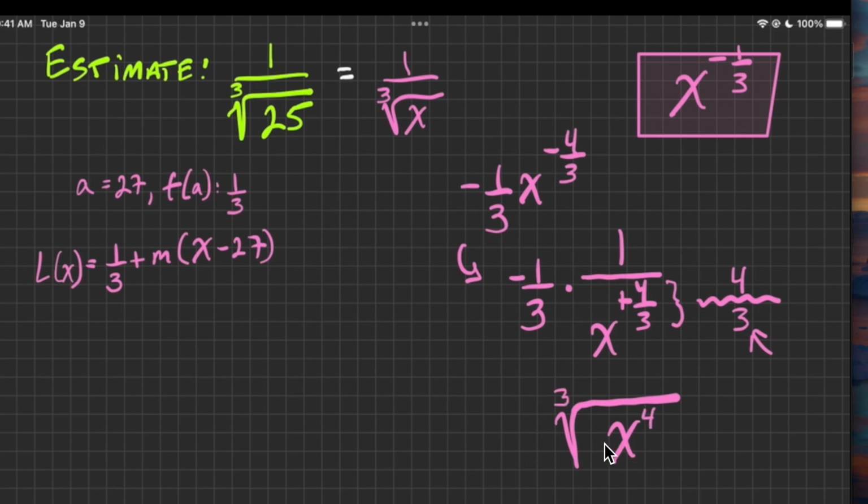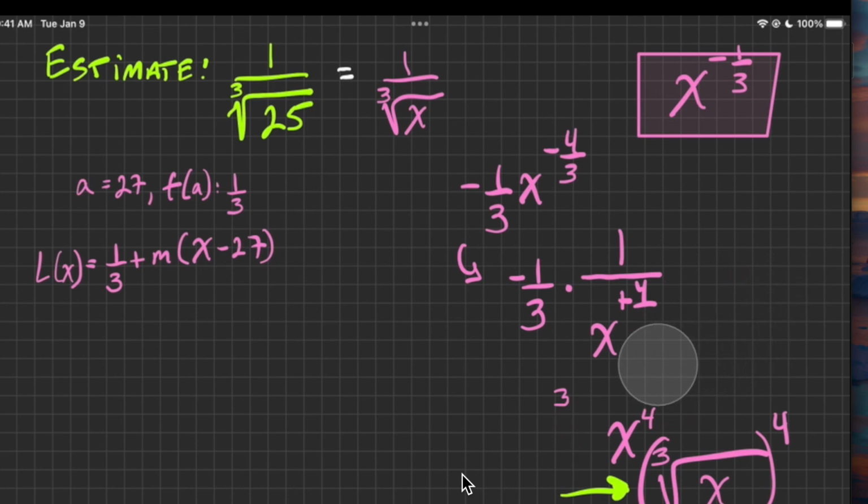Now another way to write this is to take this 4, flip it out, and put parentheses around the radical. So you end up with the cubed root of x raised to the 4th power. And this is how I prefer to have it, like this. To me, it's easier to evaluate when you plug in for x. Okay, so we have our derivative.